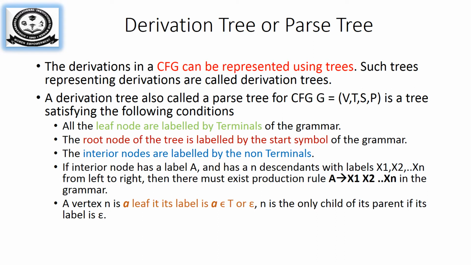If you have any interior node A, that is, a path from the root node to some leaf node, and suppose its descendants are x1, x2, up to xn, then there must be a production rule such that A implies x1, x2 up to xn. And if a leaf node exists, then that leaf node should belong to the terminals, and it should not be a parent of some non-terminal variable. Okay, so these are the properties that a derivation tree should satisfy.